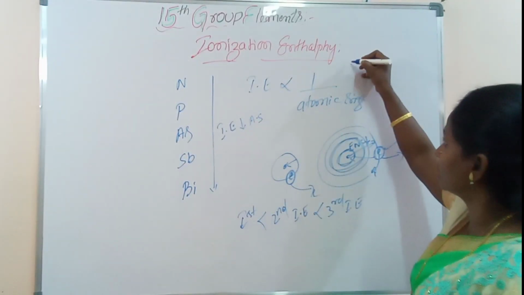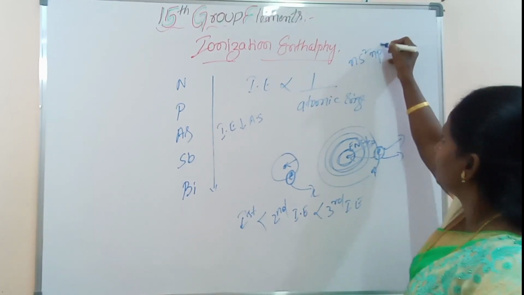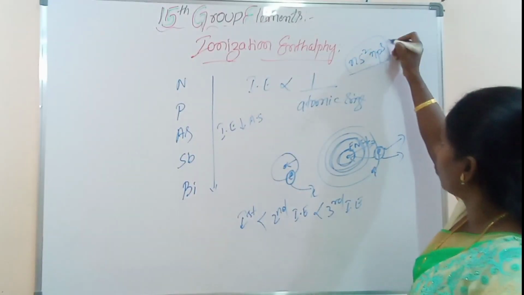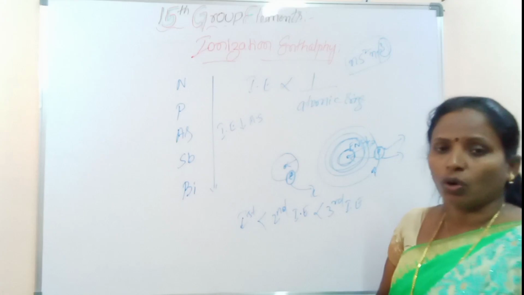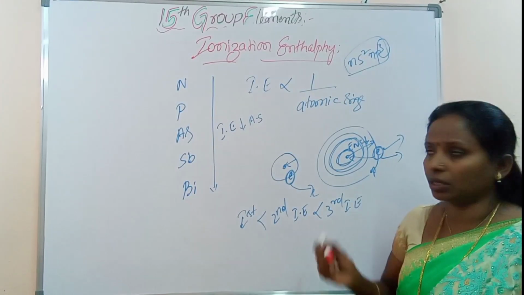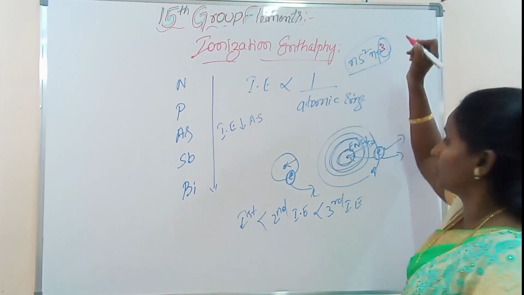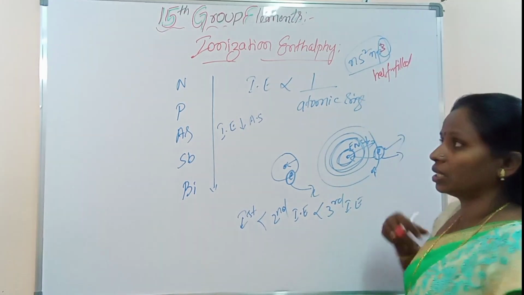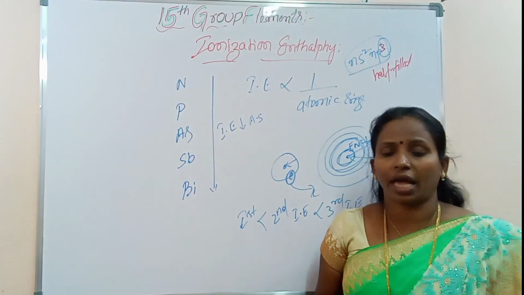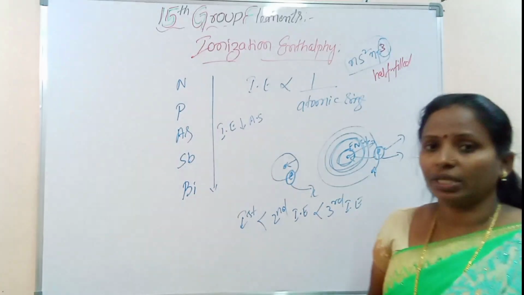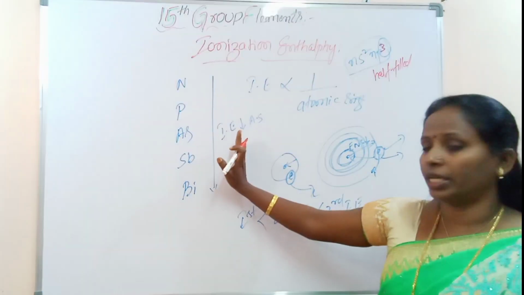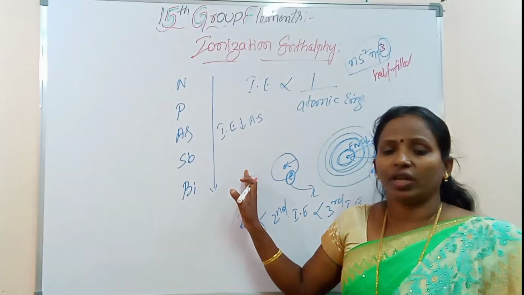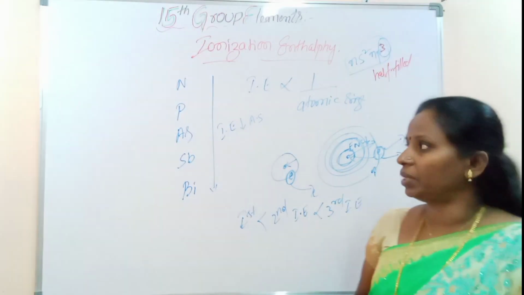And here also, in the general electronic configuration ns2 np3, the ns2 configuration is completely filled and the p3 configuration is half filled. In the p orbital a maximum of 6 electrons can be present, but here only 3 electrons are present, so this is called half-filled electronic configuration. These elements have extra stability, so the ionization energy is more compared to the previous group. The ionization energy of 15th group elements is very high compared to previous elements.